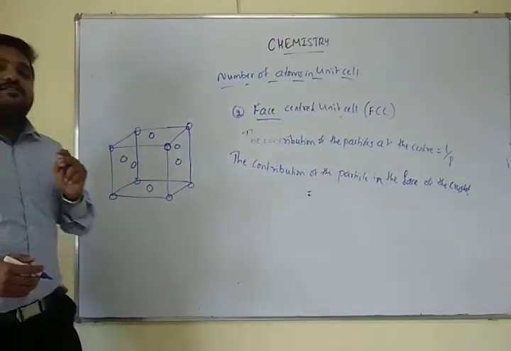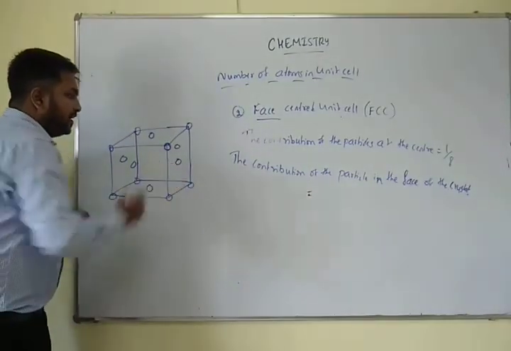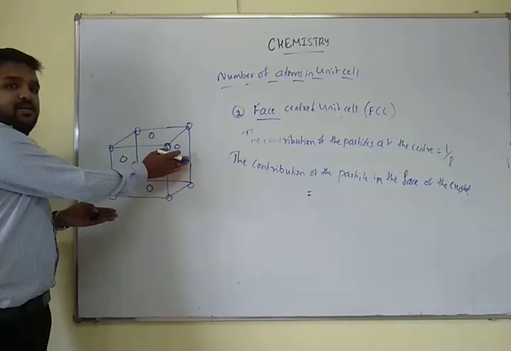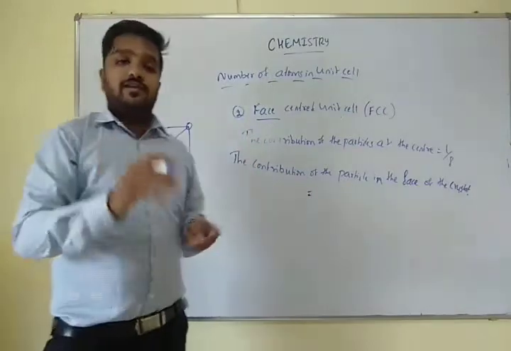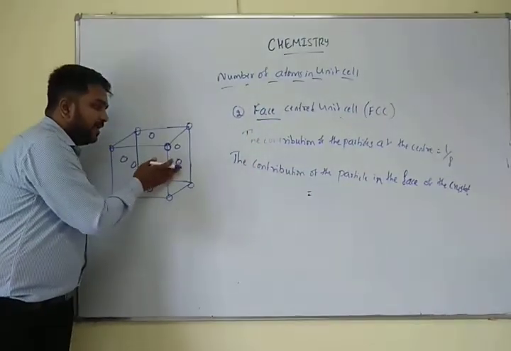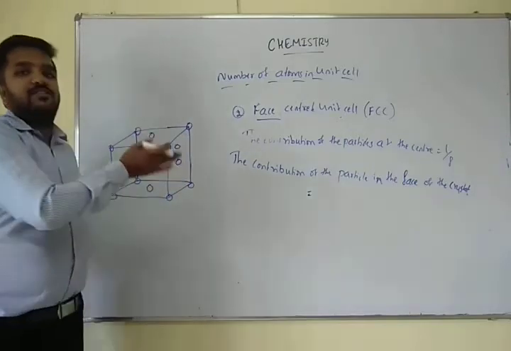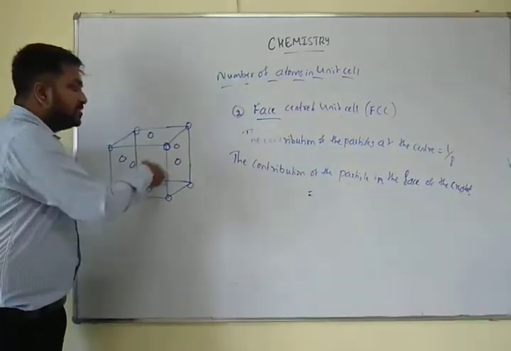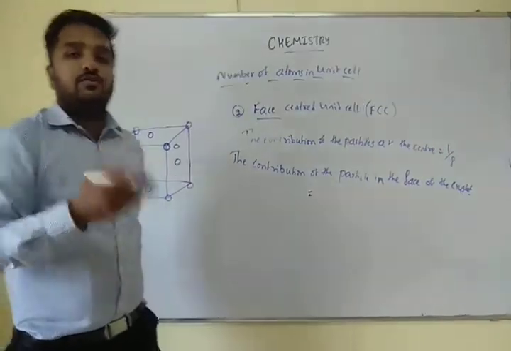Now if you look at the sharing or the contribution of this particular particle, we will have one more unit cell along this direction, and along all the directions we will have some unit cells. So this particular particle will be shared by the unit cell which is residing next to it. Clear? So the contribution will be half, 1 by 2 for the total unit cell.